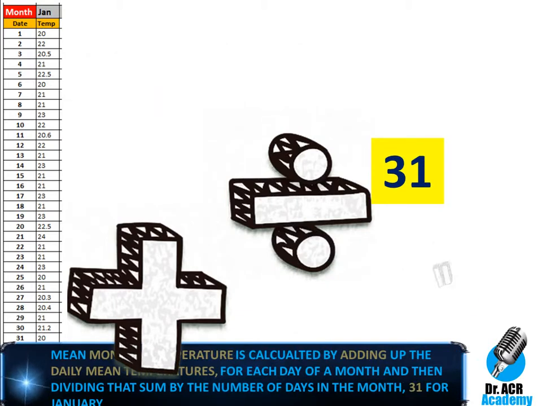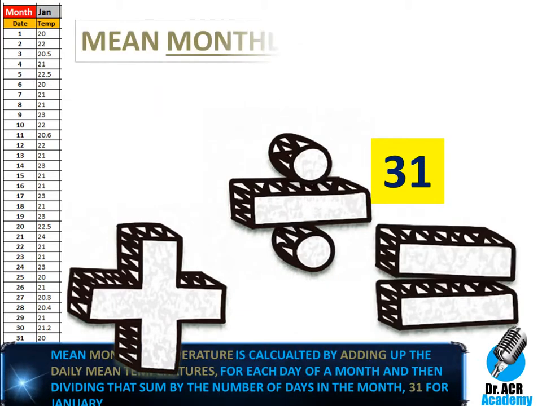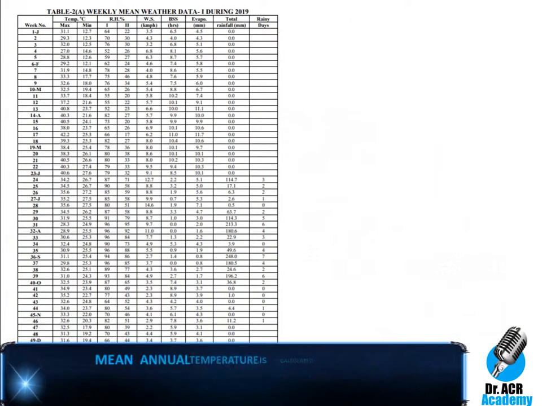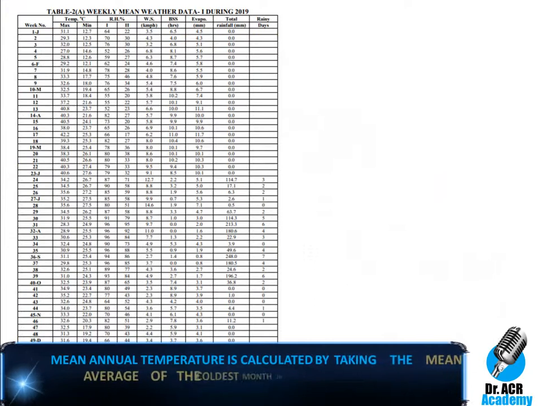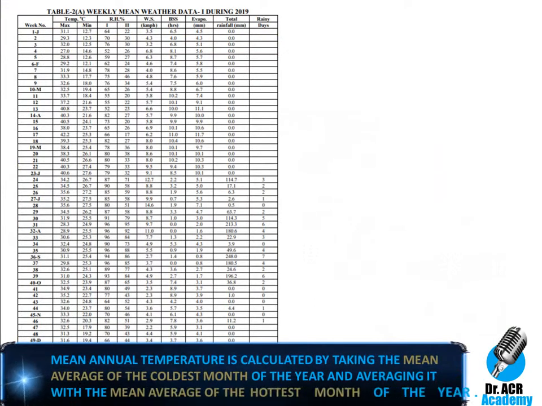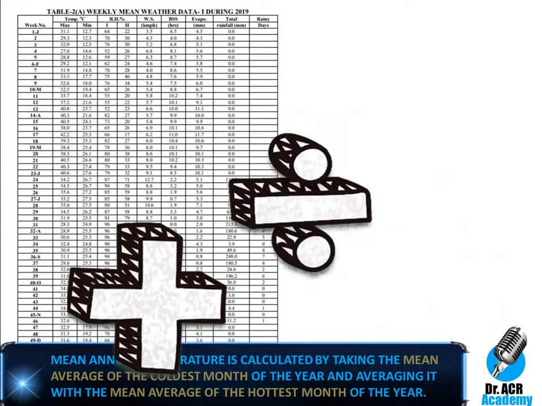This mean monthly temperature is used to compare the temperature between months. Mean annual temperature is calculated by taking the mean average of the coldest month of the year and combining it with the mean average of the hottest month of the year.